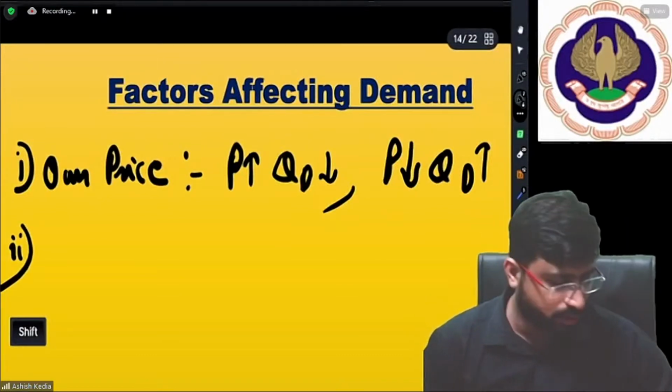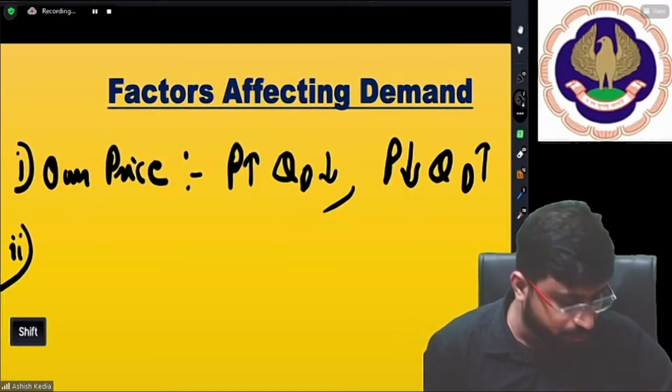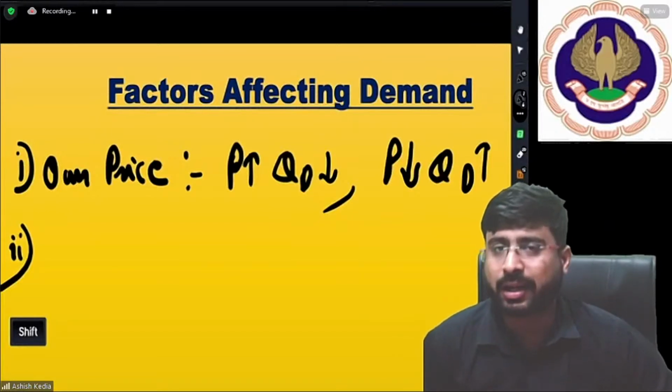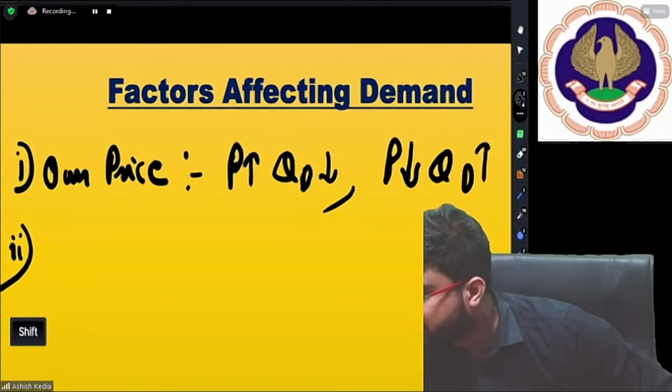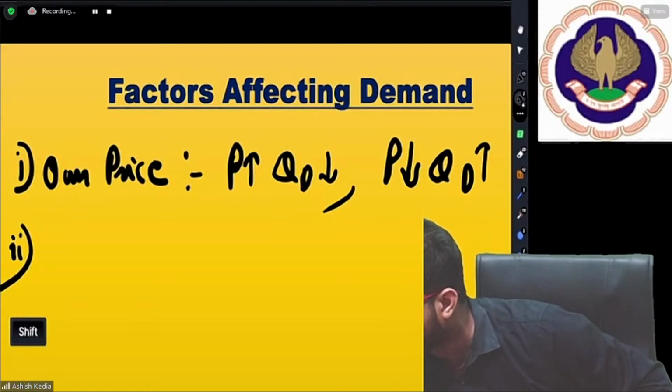What is the second one, sir? So the first one is the own price of the commodity. The second one is the price of related commodities. Yes, sir.